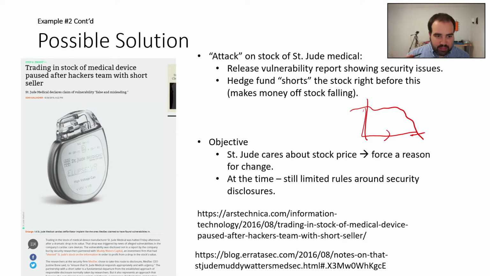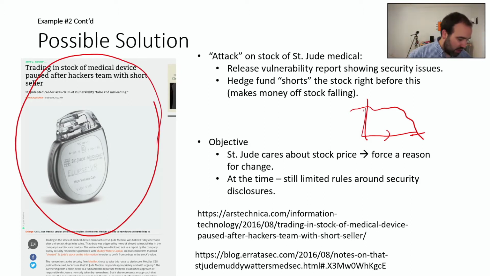So in this case, what happened is that a hedge fund shorted the stock, and that means that they thought the price was going to fall, but they also released a number of vulnerabilities. There's a report showing some of these security issues at the same time, and they basically forced this to become a financial issue for St. Jude. If it was purely a security issue, they may not have cared. If it's a financial issue, well, this changes things.